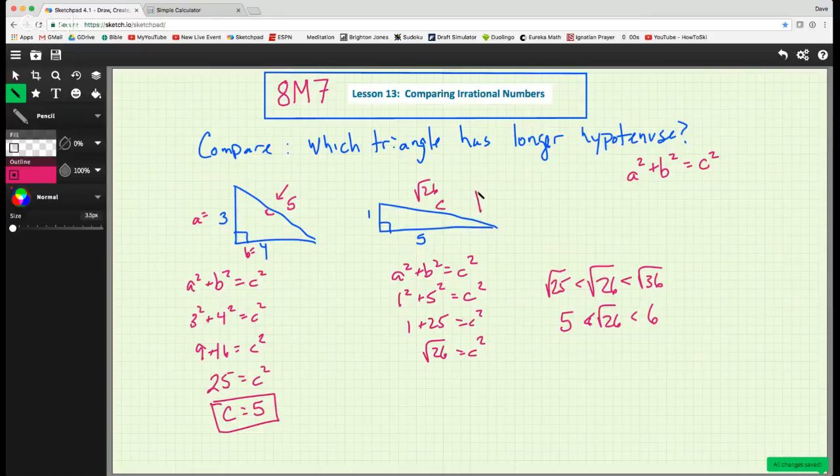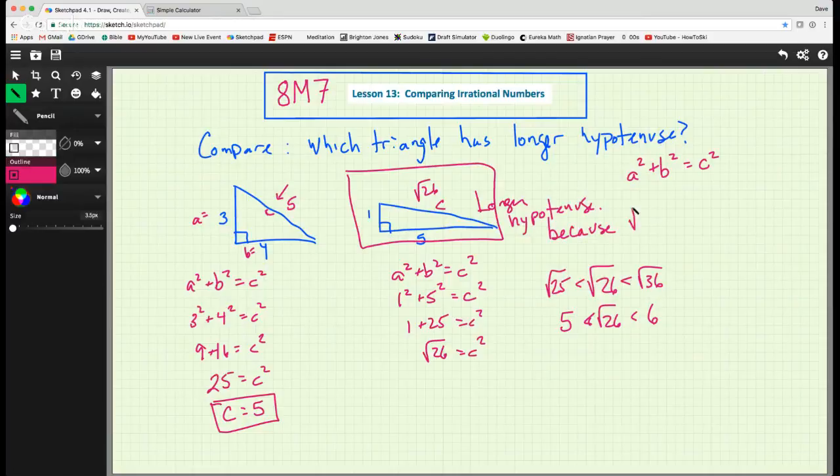So triangle B has the longer hypotenuse, because the square root of 26 is greater than 5.